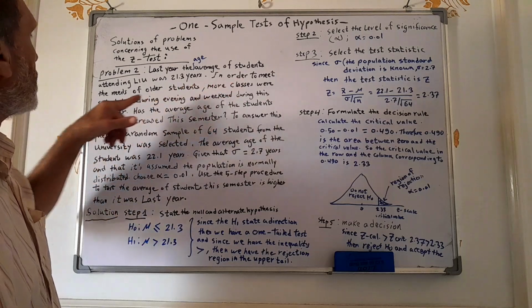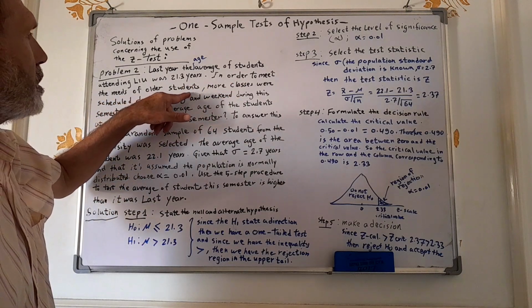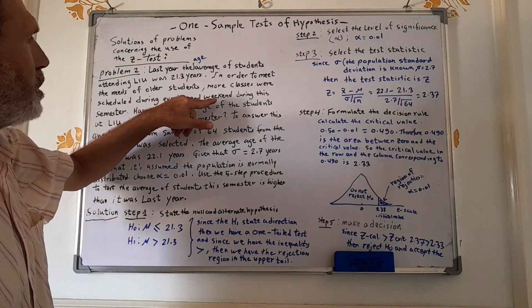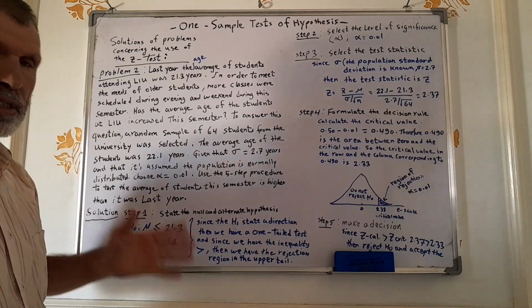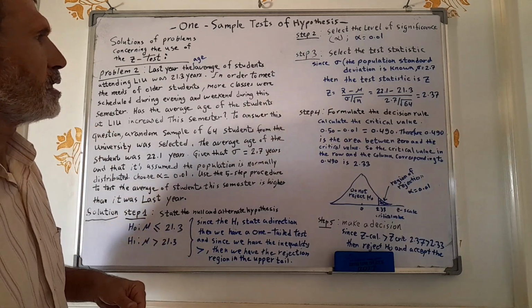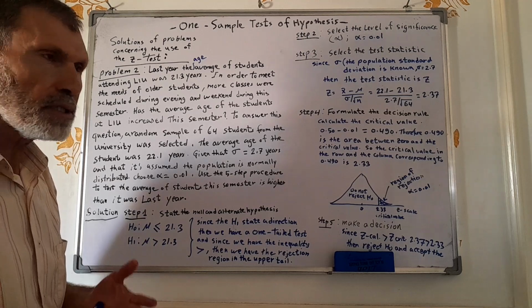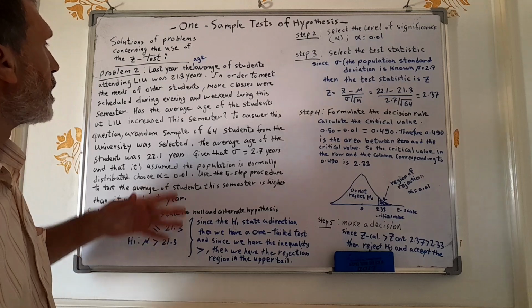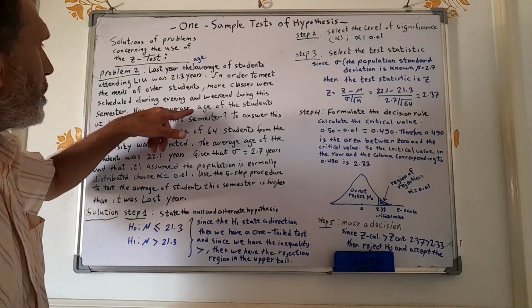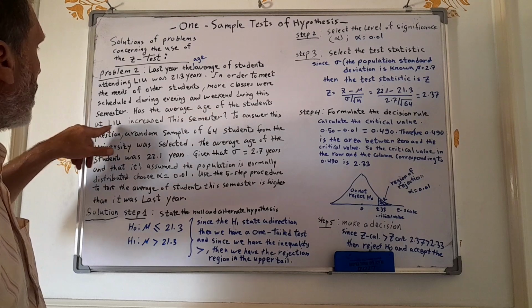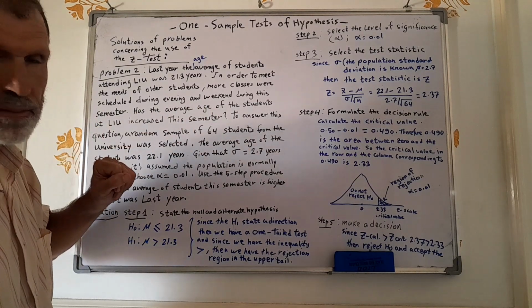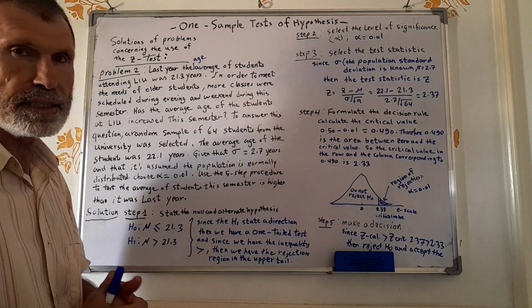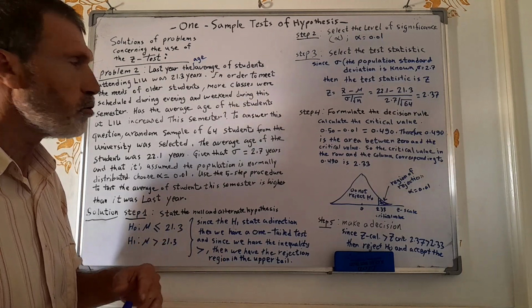In order to meet the needs of older students, more classes were scheduled during evening and weekend during this semester. So this semester, the administration of the university opened more classes to meet the needs of older students. Has the average age of the students at LIU increased this semester as a result of opening more classes in the evening and in the weekend?